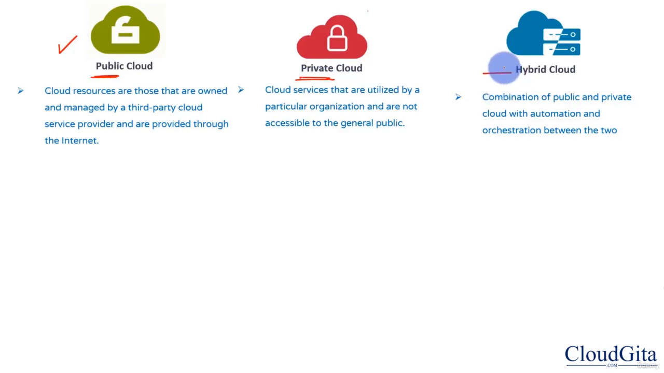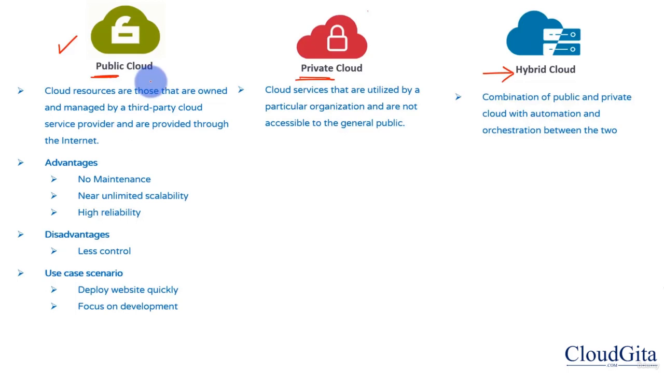And then you have the hybrid one. That means it is a combination of private and public. That means there are some services which are private, which no one can access, and there are services which you utilize from the public cloud.